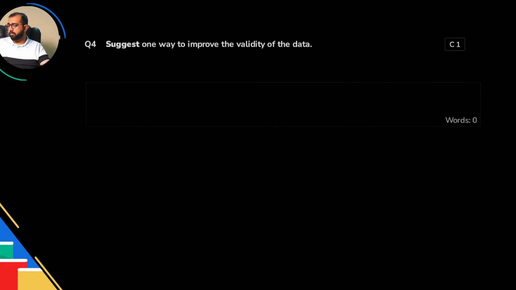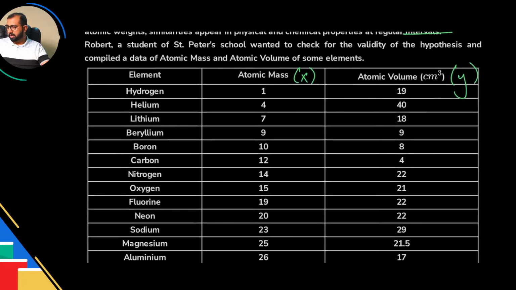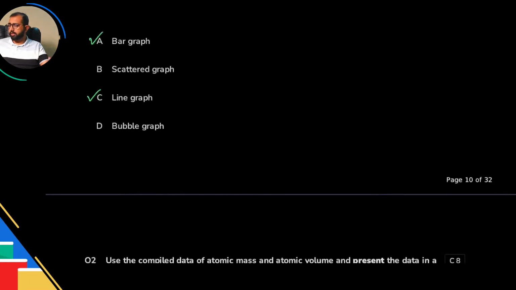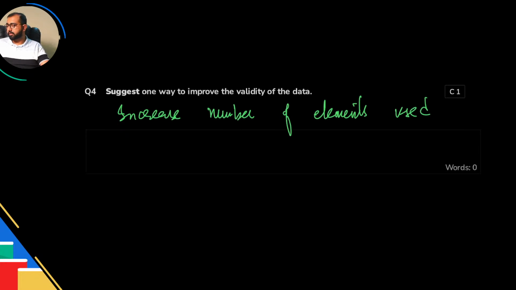So, just one way to improve the validity of the data. He has measured a little over 20 elements in a periodic table which has over 100 elements. So I think the data points are very small. We should include more data points. So I can say: increase the number of elements used to study this.